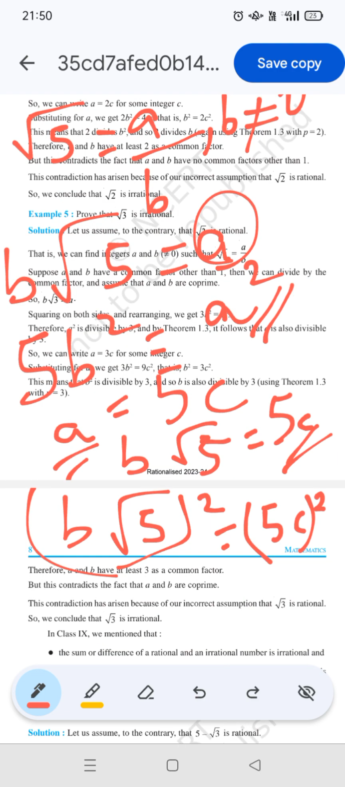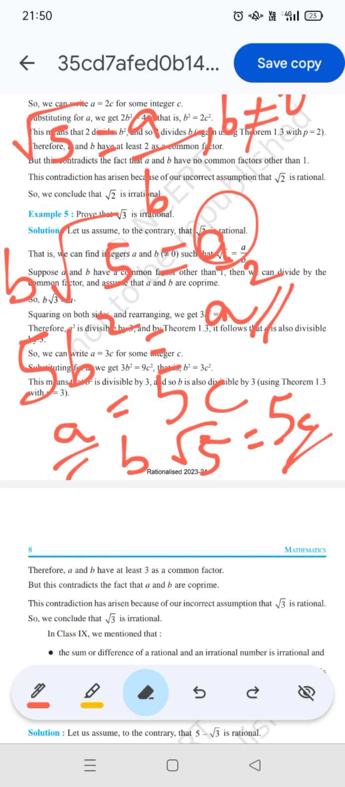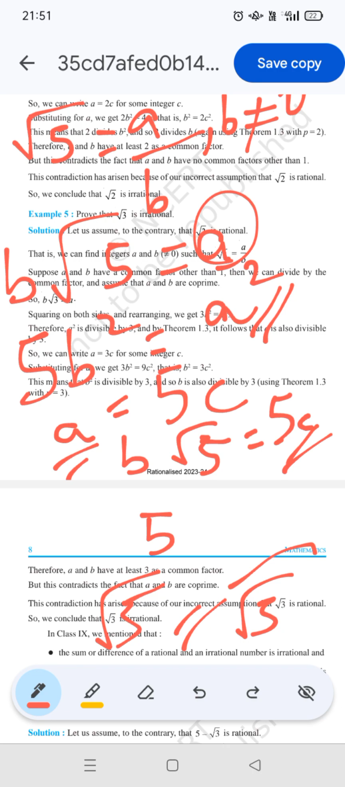Hence we can say that 5b square is equal to 25c square, right? So 5b square is equal to 25c square. Here we have to write the same statement. Therefore a and b have at least 5 as a common factor. But this contradicts the fact that a and b are coprime. So this contradiction has arisen because of our incorrect assumption that root 5 is rational. So we conclude that root 5 is irrational. Thus, this is the proof of how to prove root 5 is irrational.